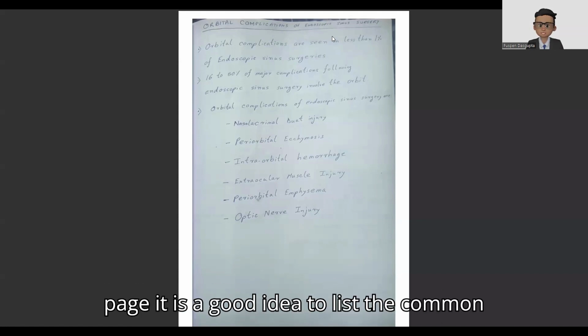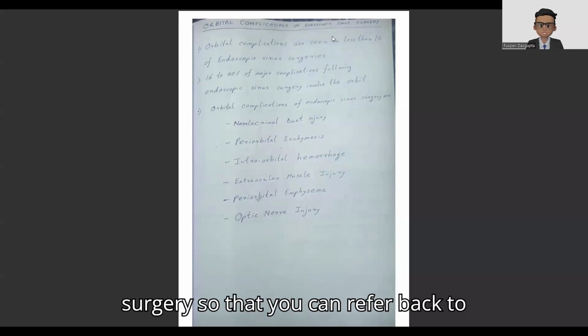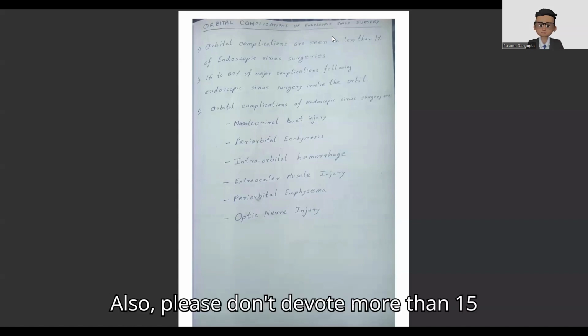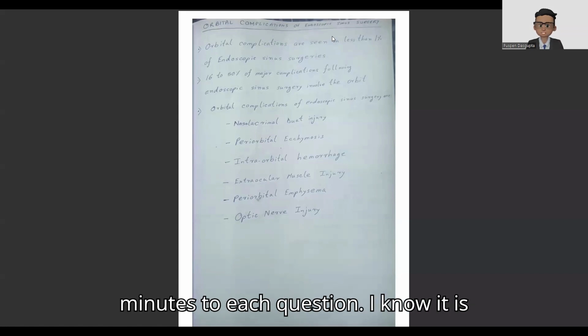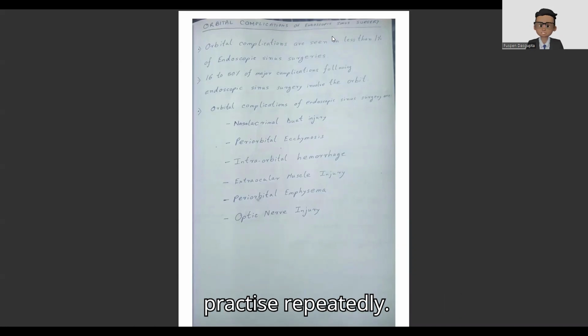In the first page, it is a good idea to list the common orbital complications of endoscopic sinus surgery so that you can refer back to this page when you're writing the answer. Also, please don't devote more than 15 minutes to each question. I know it is difficult to write a 10-mark answer in 15 minutes, but that is why you should practice repeatedly.